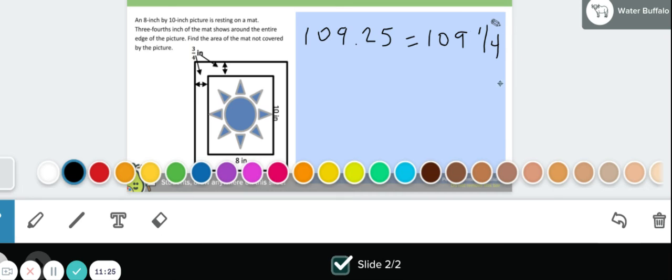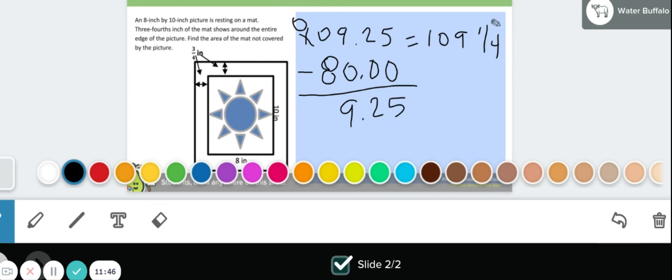So as you can see, I put the 109 1/4 back into its decimal form because I want to subtract 80 from it, which is the area of the smaller picture on the mat. So once I subtract that, I'm left with 29.25 square inches. But I am going to put that back into fraction form.